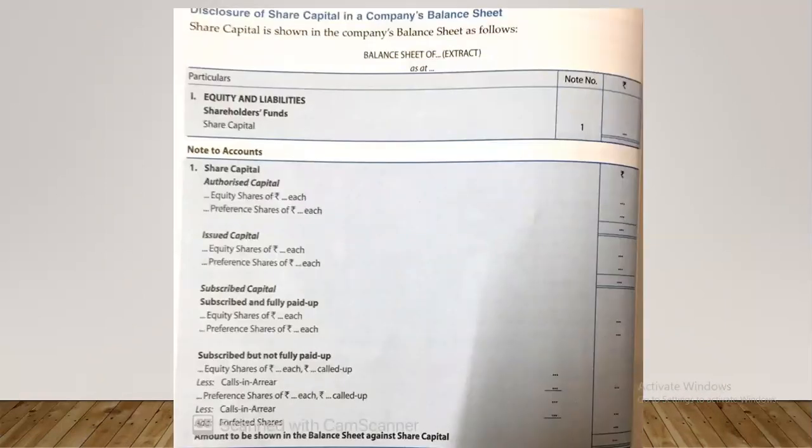Here is the example: disclosure of share capital in the balance sheet. So students, in the balance sheet, under the side of equity and liabilities, shareholders' funds is written first and then share capital. In the notes to accounts you will write 1 and the amount of share capital will be written in the amount column. And other different kinds of capitals are shown in the notes to accounts. Here we'll write subhead. In the balance sheet we write head and subhead. In notes to accounts we write subhead and the items.